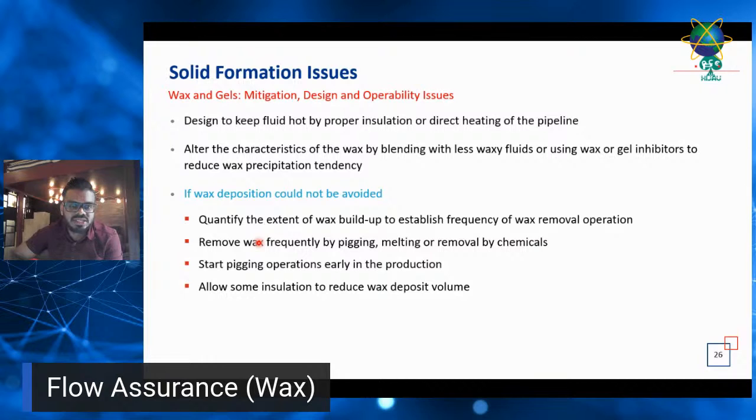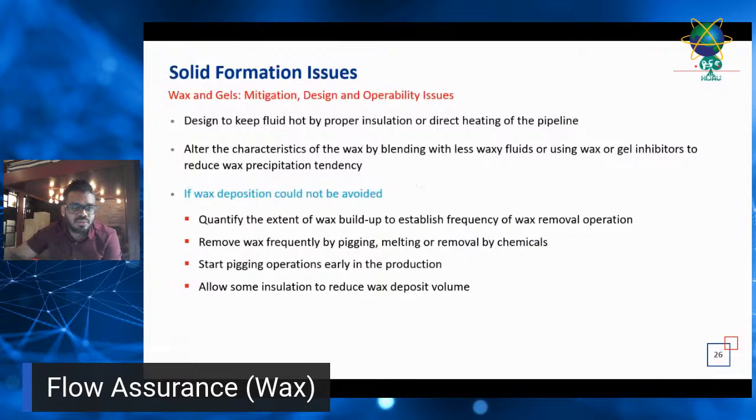So let's look at the mitigation, design and operability issues. We need to design to keep the fluid hot by proper insulation or direct heating of the pipeline. Alter the characteristic of wax by blending with less waxy fluid. As I mentioned earlier, we can inject condensate and gas, but bear in mind we need to check on the asphaltene issue in that case, or use wax or gel inhibitors to reduce the wax precipitation tendency.